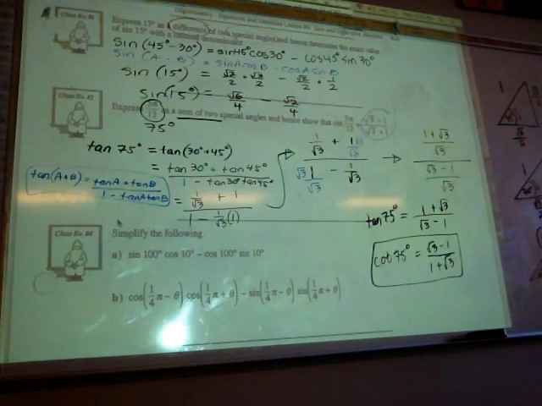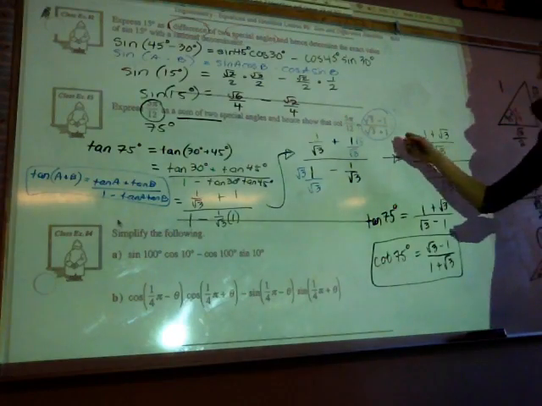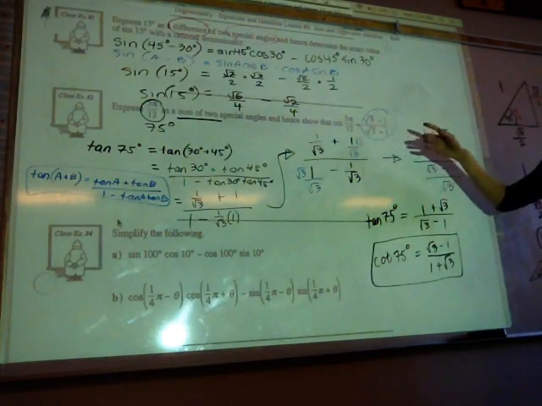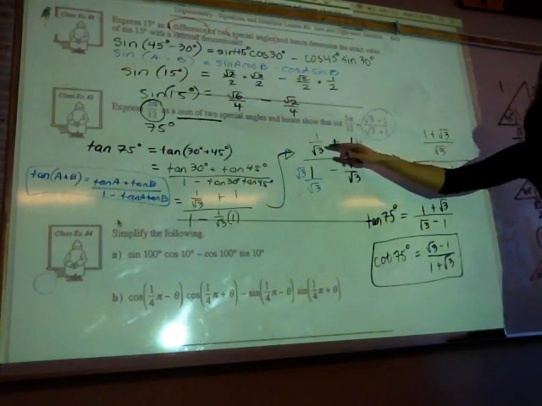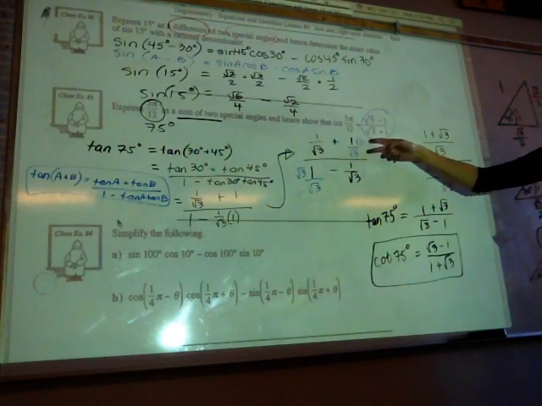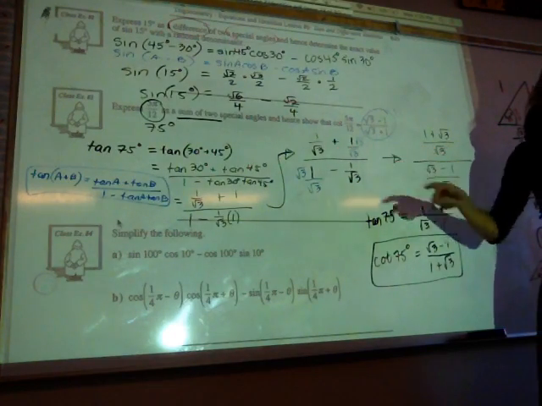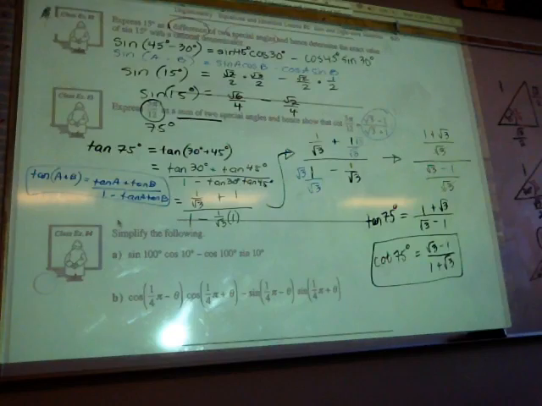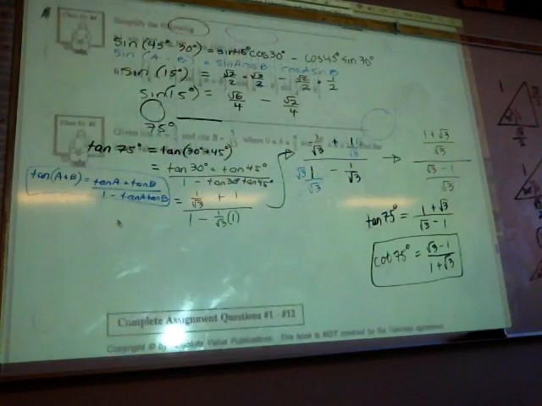So the creativity in this one is you have to just think, well, how can I get rid of the square root of 3's in the denominators? And I just got a common denominator for those two terms.